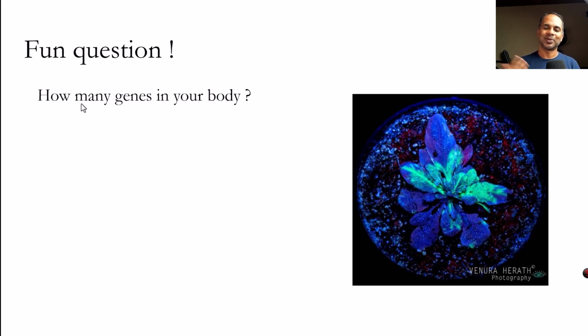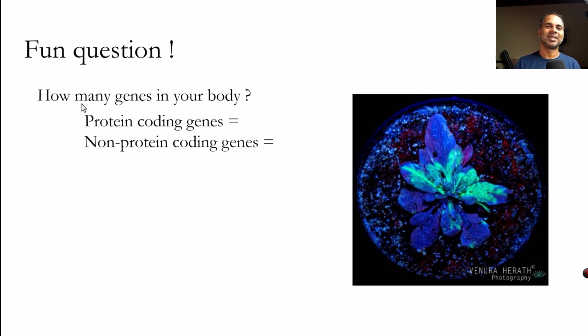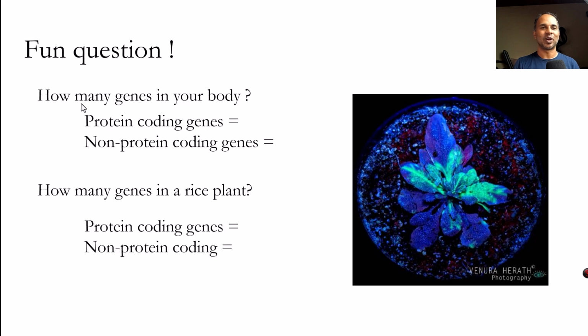But now, with the advancement of science, we have a very good idea about how many protein coding genes and how many non-protein coding genes are in our body. If you think about plants, how about our main staple food, rice? How many protein coding genes are in there, and how many non-protein coding genes are there? I'll let you think for 10 seconds, and then I will give you the answer. Let me count backward: 10, 9, 8, 7, 6, 5, 4, 3, 2, 1, 0.